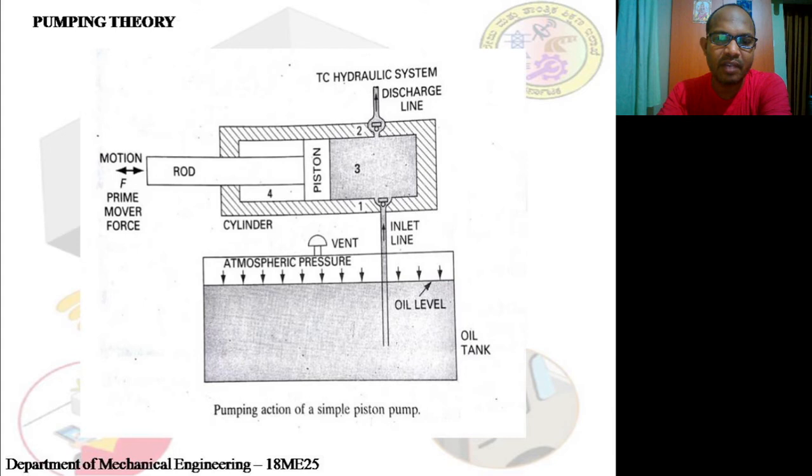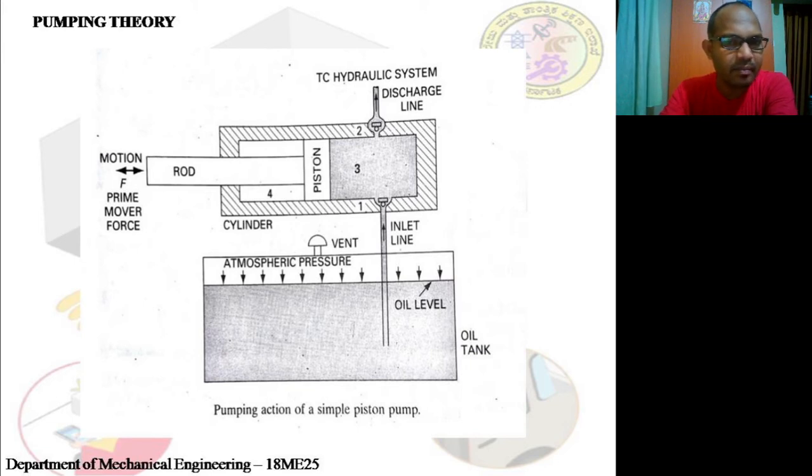Now through this inlet valve, what happens? Once this piston moves backwards towards the left, the pressure inside this cylinder will decrease to less than the atmospheric pressure, so it will be less than 101.325 kilopascals. So the oil will automatically be taken inside. Once it fills, the piston takes the leftmost position. The piston will come to position 4 or beyond this 4, so that the oil or fluid will be completely filled into this.